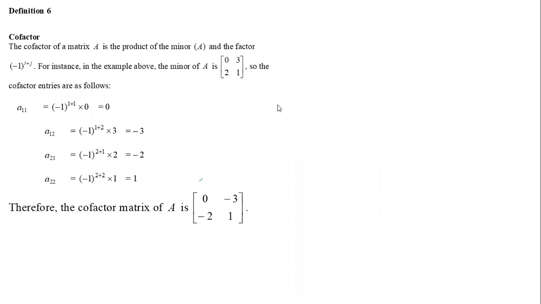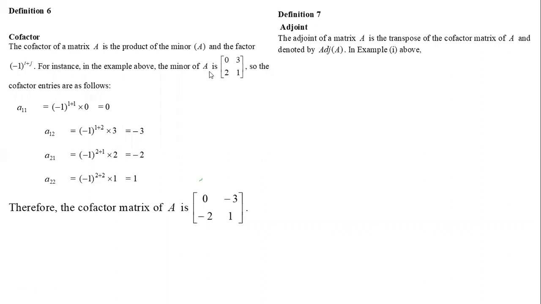Now, if it is a 3 by 3 matrix, let's assume I have a 3 by 3 matrix also. Sir, why is the cofactor of A minus 2 instead of 2? I thought it's multiplying plus. No, it's minus 2, sorry.